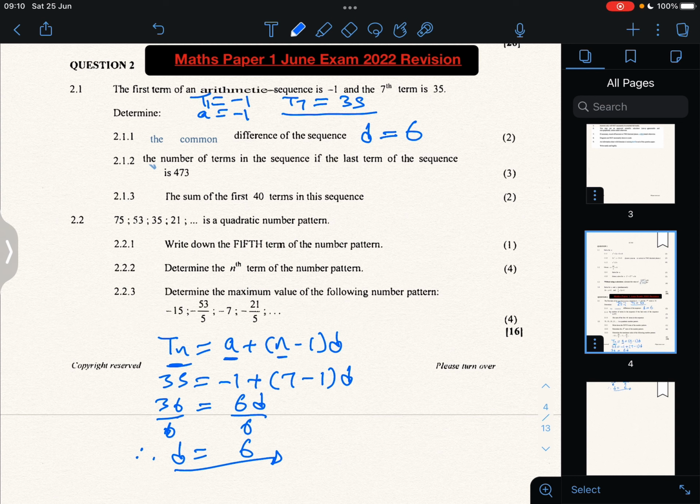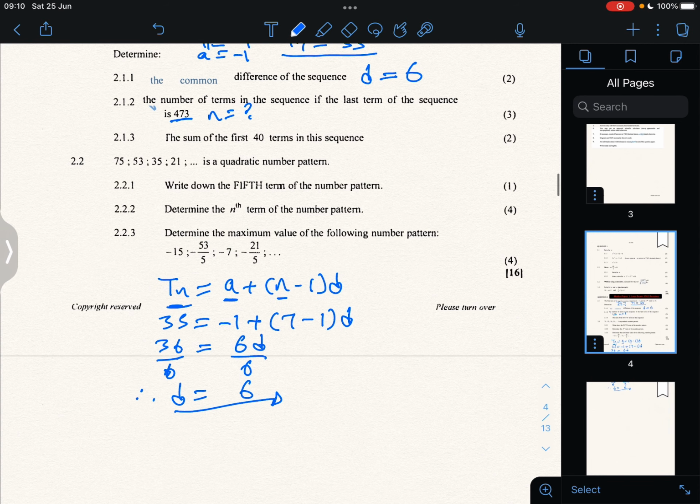The next question says, determine the number of terms in the sequence if the last term of the sequence is 473. So we are looking for n, the number of terms. If we know the n of the last term, then we know the number of terms in this sequence. Again, we use the general formula. Now we know A and D, so Tn equals -1 plus n times 6.